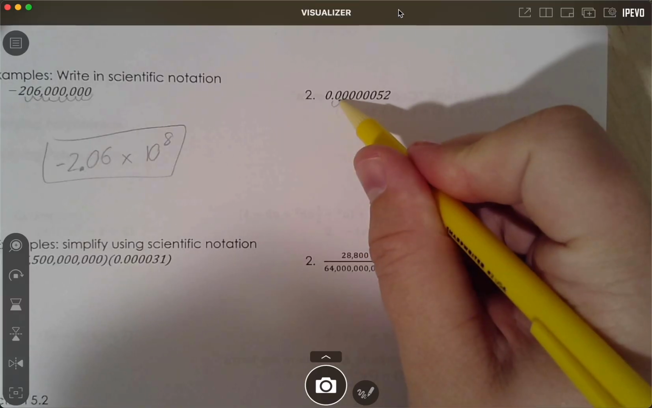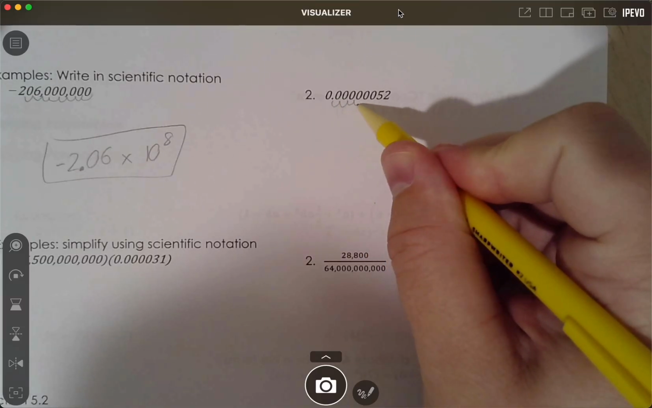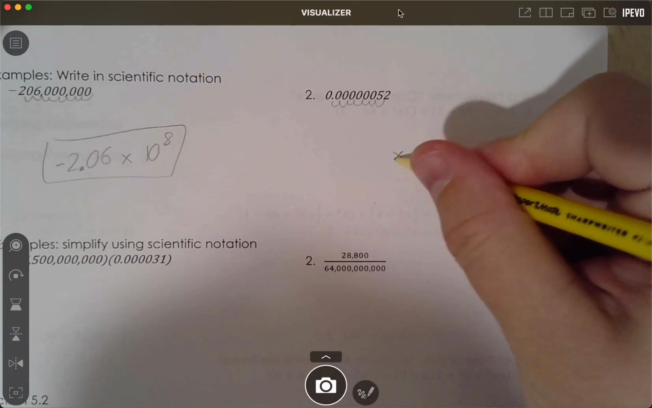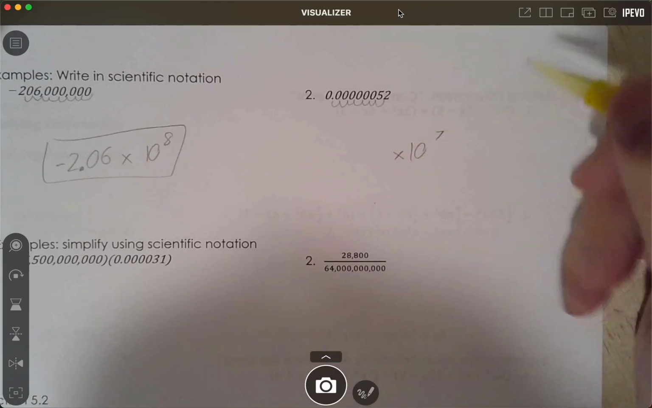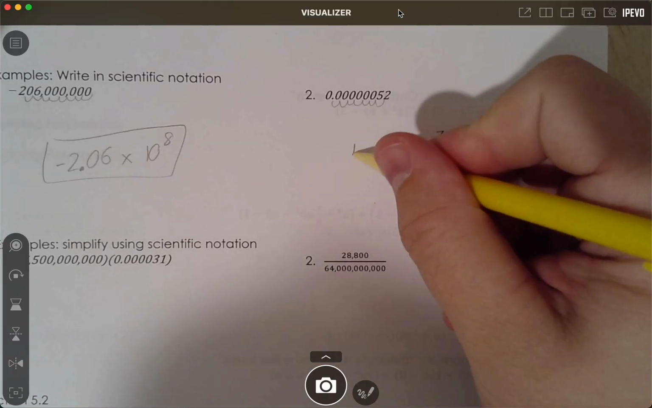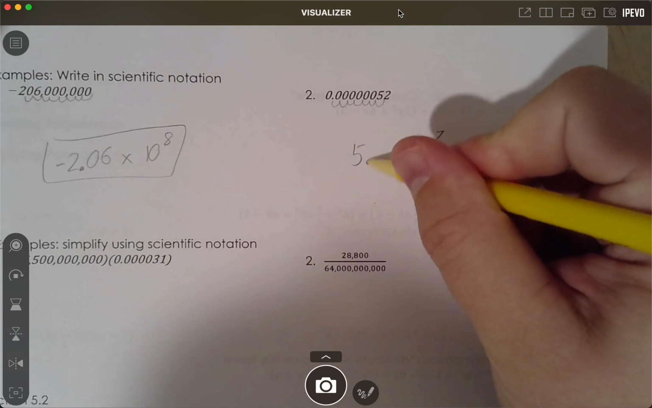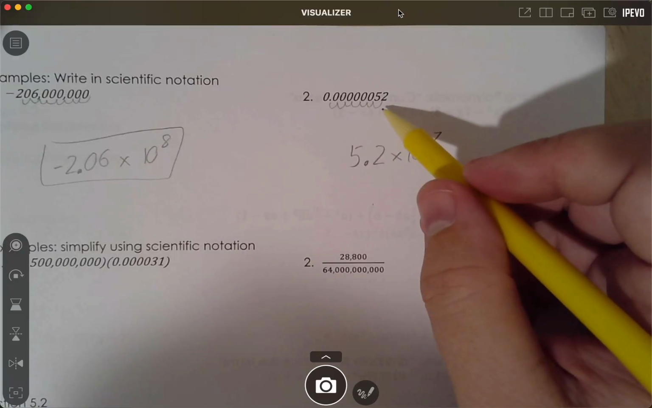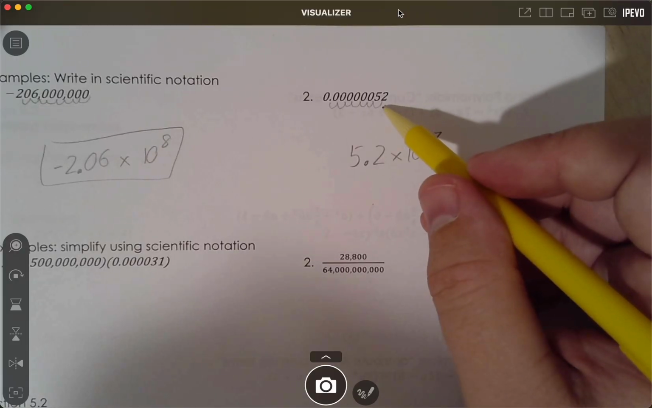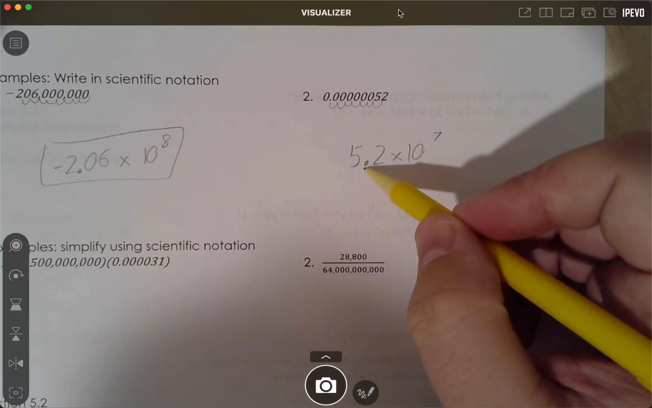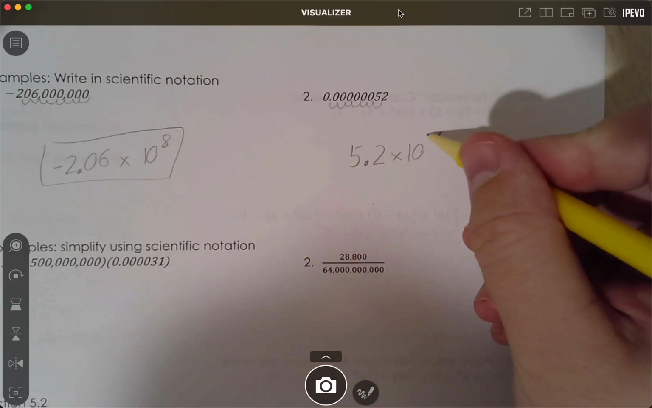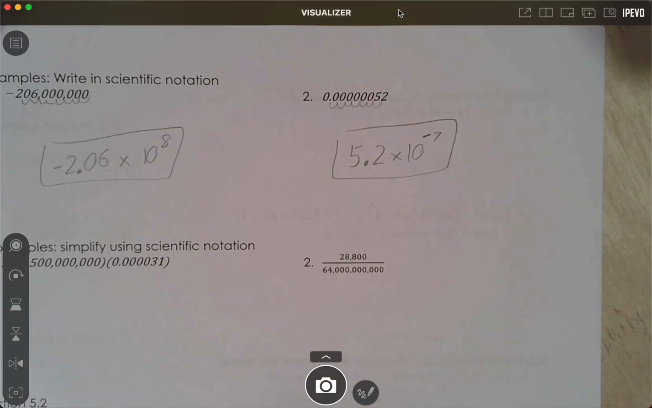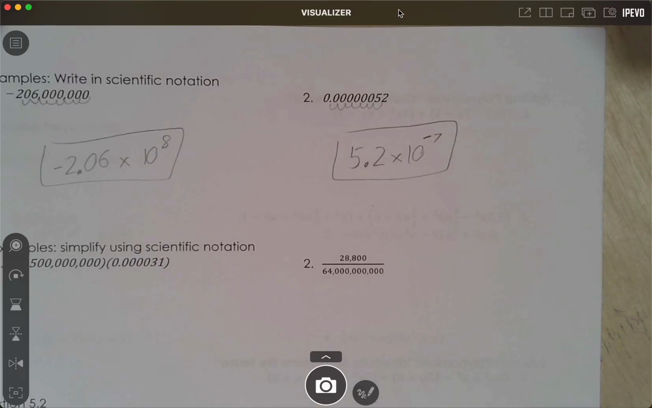I need to move the decimal place over 1, 2, 3, 4, 5, 6, 7 places. So I know there's going to be a 10 to the some kind of seventh. It might be positive, might be negative. We'll think about that after. Now there's 5.2. And then is this a very large or very small number? Well, it's a very small number. Or again, in other words, to recreate this number, I need to move it left 7 places. So negative 7 as my exponent. That's all there is to it.